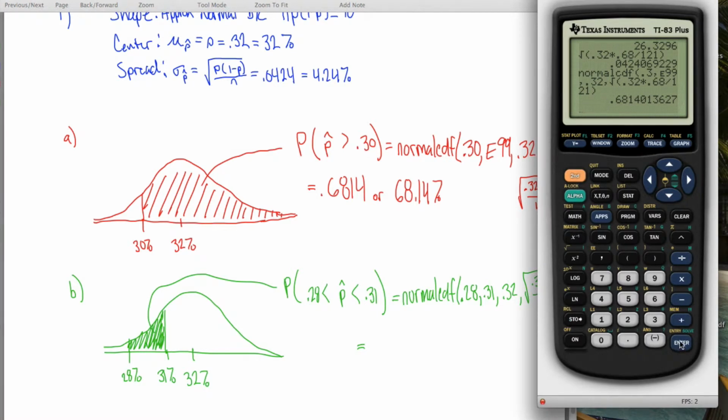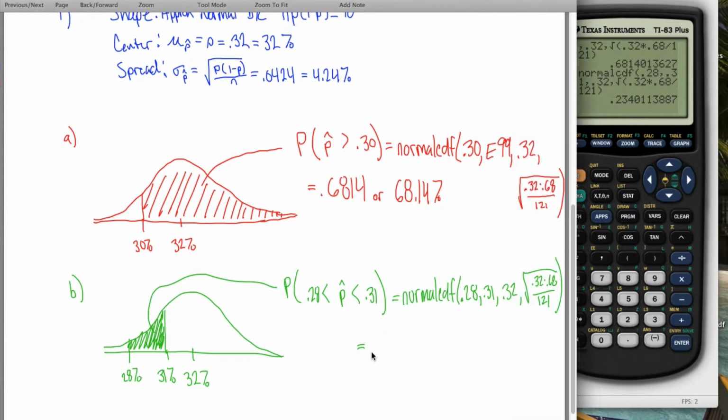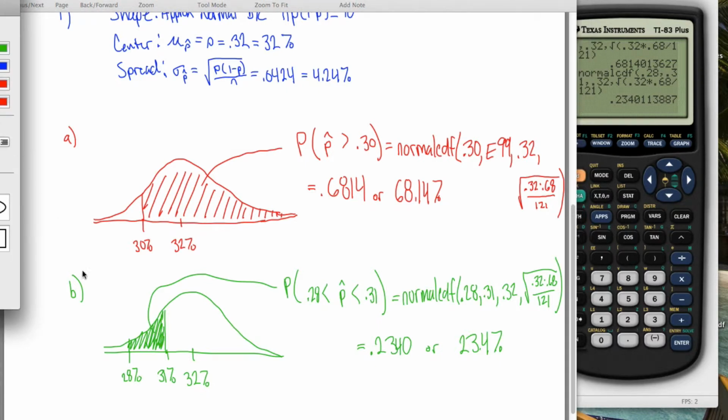Instead of retyping all that, I'm going to do a little trick, hit second and then enter to pull up the last entry. And now instead of between 0.3 and that thing, I want between 0.28 and 0.31. Get that right? 0.28 to 0.31. My mean is still 0.32. My standard deviation is still the same. I hit enter and it tells me that that probability is 0.2340. In other words, 23.4%. That's B. B might be a little unnecessary, but what are you going to do?